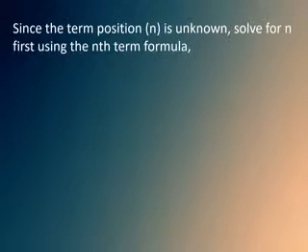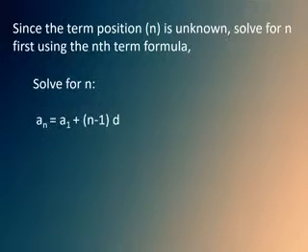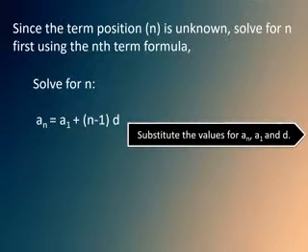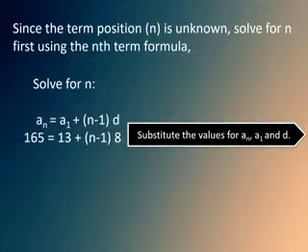Since the term position n is unknown, solve for n first using the n-term formula. The n-term formula is a sub n is equal to a sub 1 plus the quantity n minus 1 times d. Next, substitute the values for a sub n, a sub 1, and d. A sub n is 165, which is equal to a sub 1, which is 13, plus the quantity n minus 1 times d, which is 8.